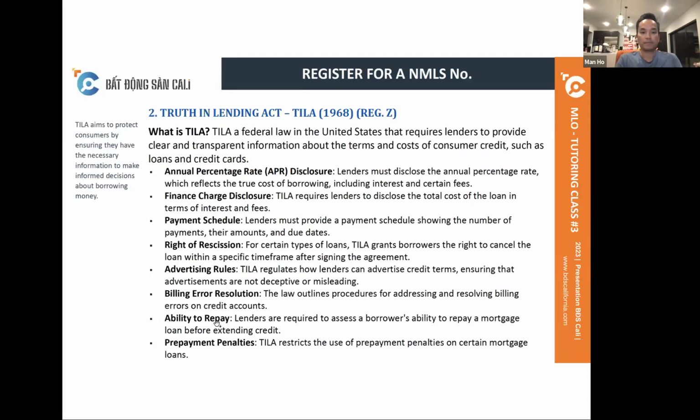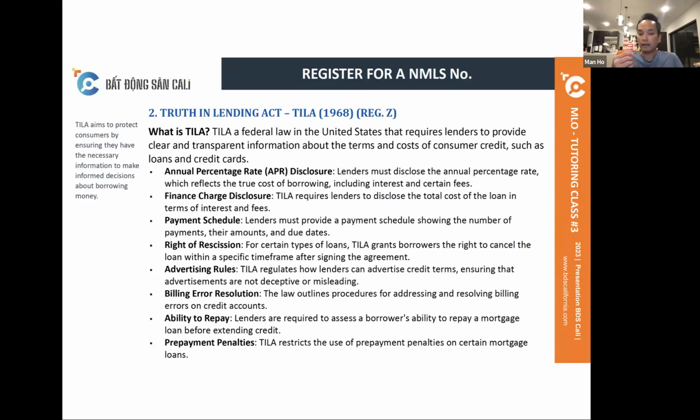Okay. So TILA also protects in the billing errors resolution. The law outlines procedures for addressing and resolving billing errors on credit accounts. Okay, if you make an error, you have to go back and check, right? You have to keep looking at your books and make sure all the numbers are correct. If you identify something that is incorrect, you have to correct it. You have to notify the associated party.